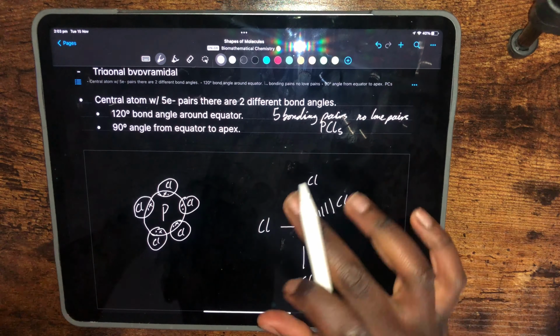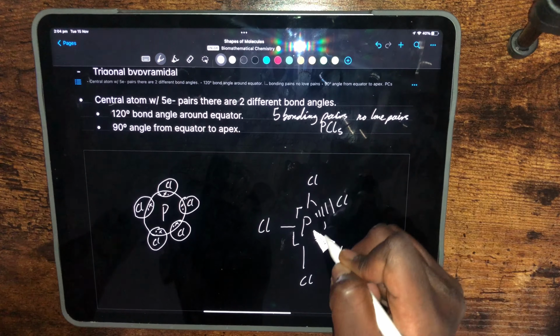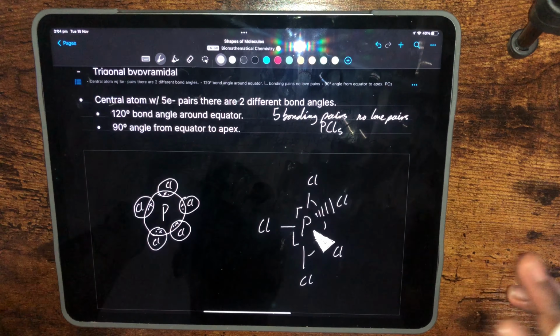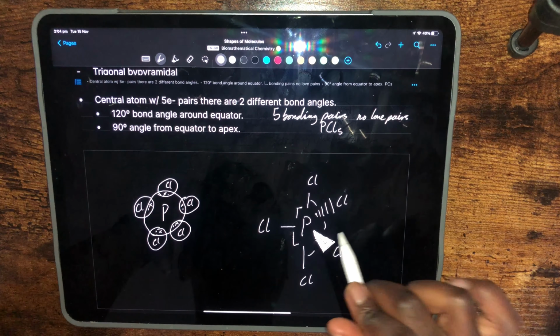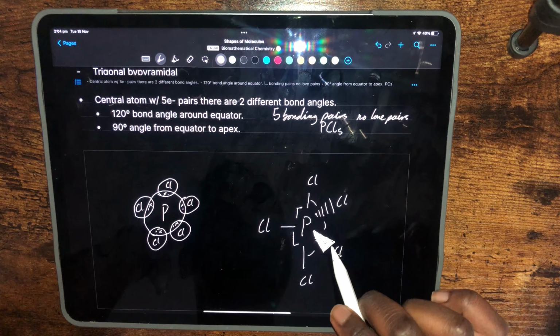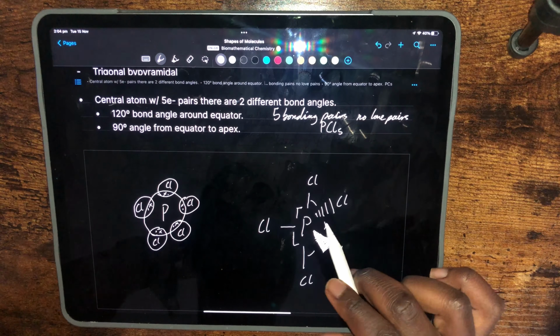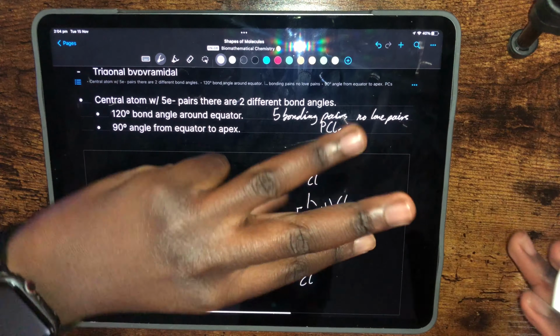This is a right angle from here to here, but then the other angles are 120 degrees. So 120 degrees, 120 degrees, 120 degrees. Before you ask why, that's clearly not 120 degrees. Remember, these are not on the same plane. It looks like they're all in line with one another like that.